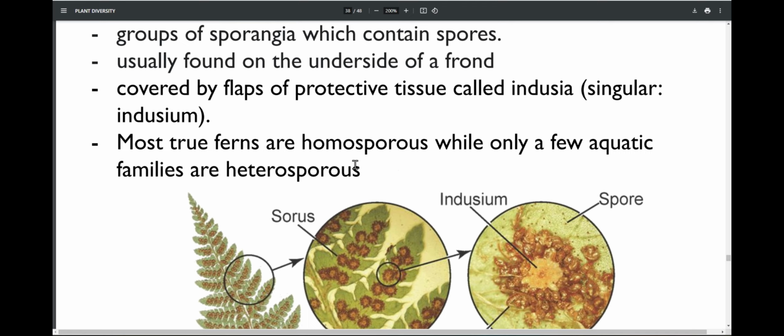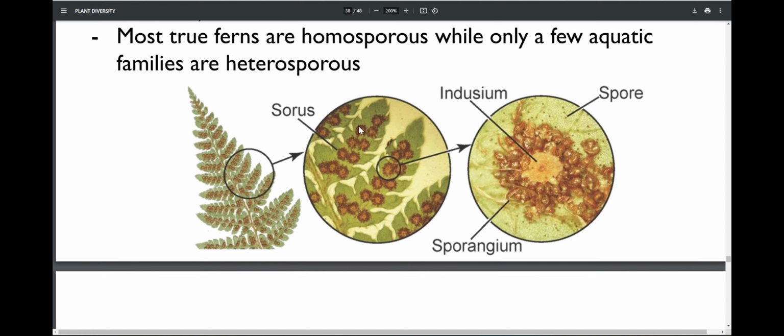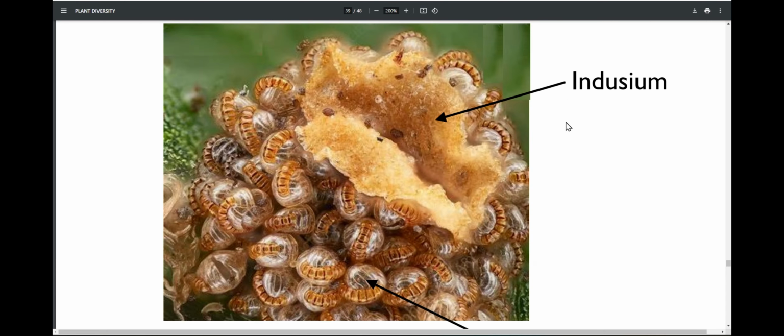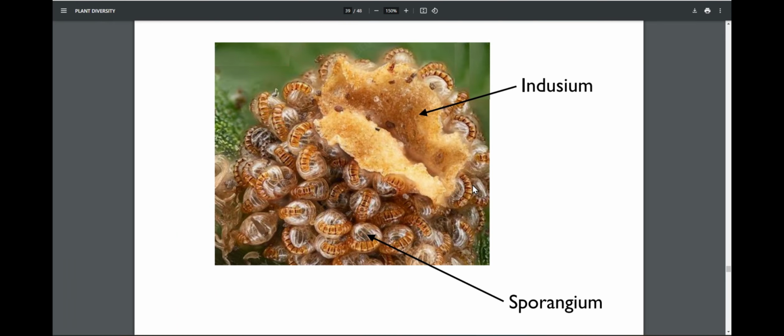Most ferns are homosporous, so only producing one type of spore, while some, like the aquatic families, are heterosporous. So this entire thing is the sorus, this is the indusium, and these are the sporangia. And then these little dots are the spores. A bit of a higher detail.